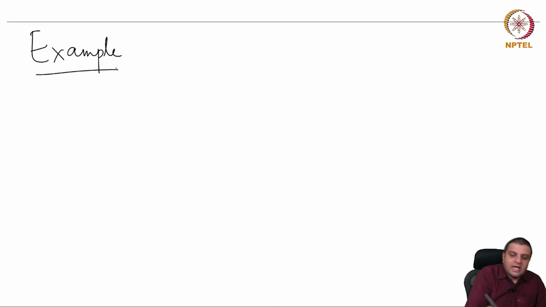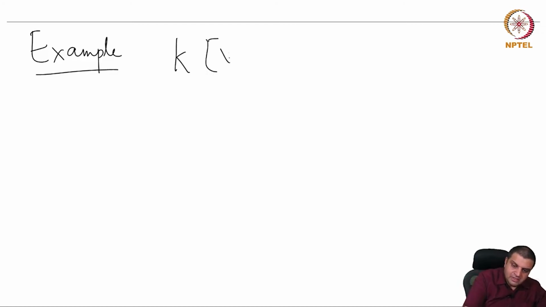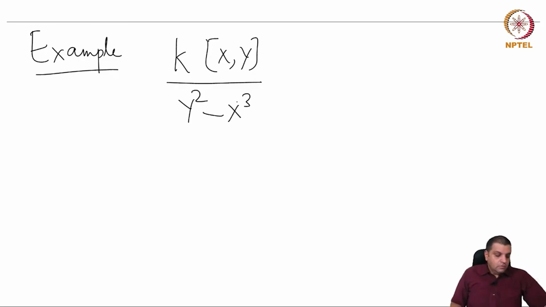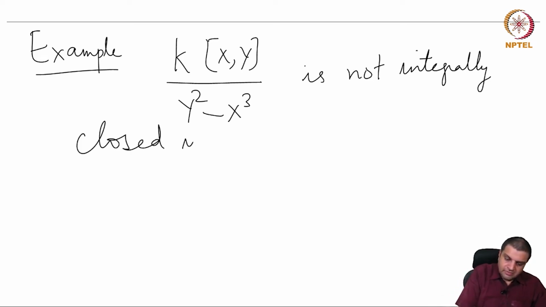So this is the same argument that will prove that polynomial rings are integrally closed in their respective fields of fractions. Okay. But here let's consider something slightly different: k[x,y] over y squared minus x cubed is not integrally closed in its field of fractions.